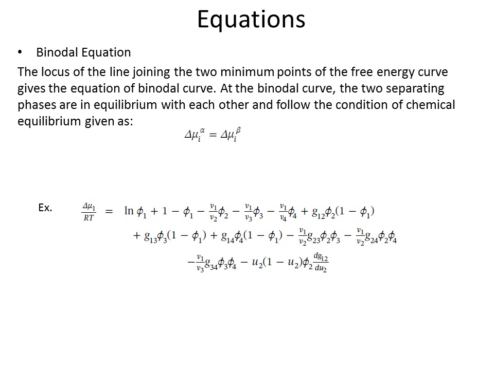The binodal equation is actually found by calculating the locus of the line joining two minimum points on the free energy curve. So we did something similar to that in class. At the binodal curve, the two separating phases are in equilibrium with each other and follow the condition of chemical equilibrium, as the change in potential energy. And then here's an example of how they would calculate that.